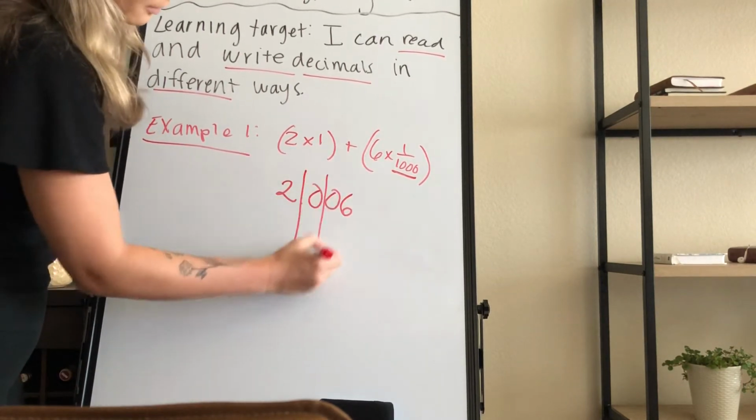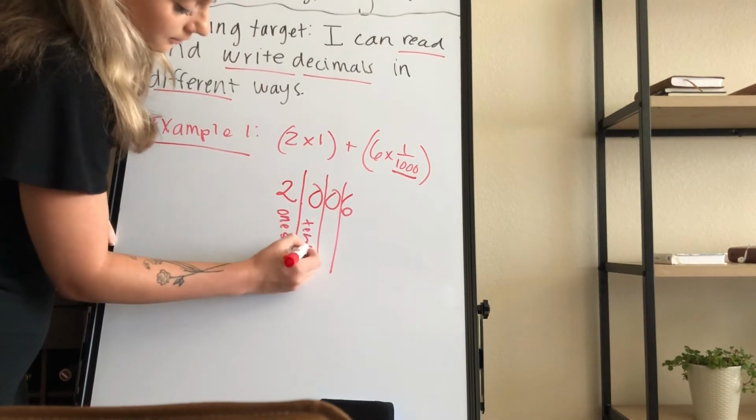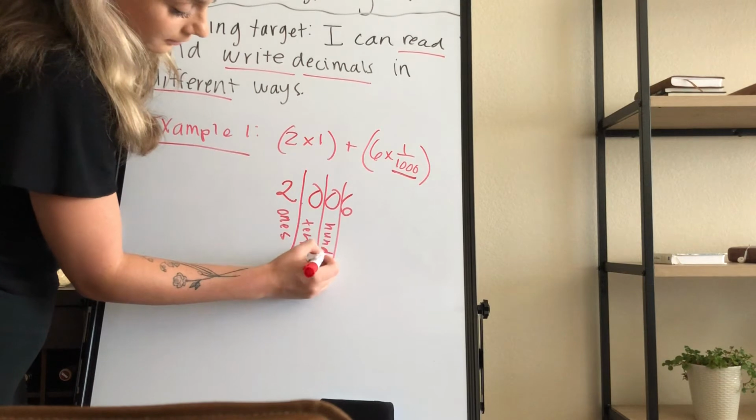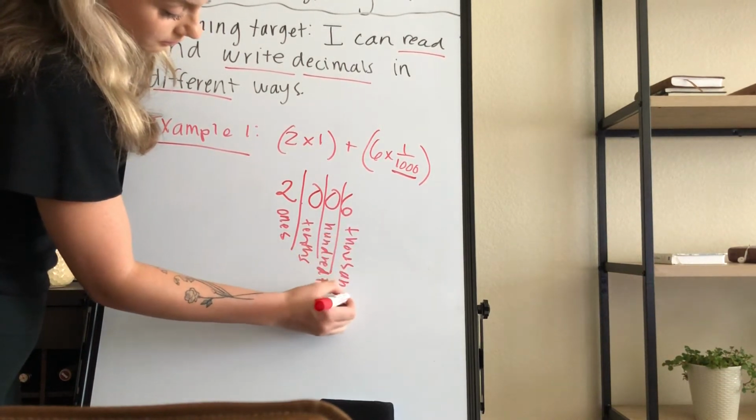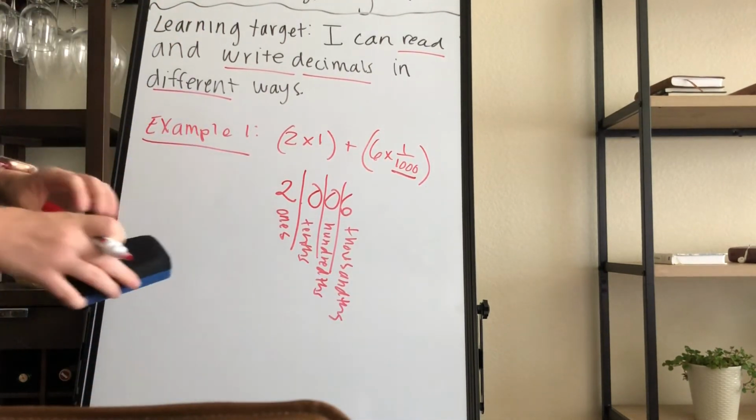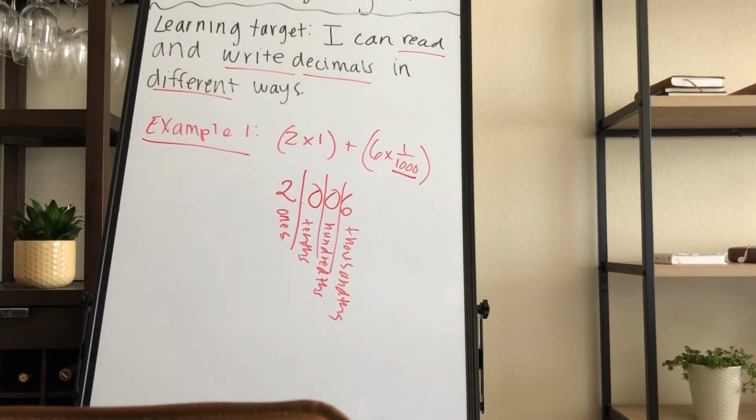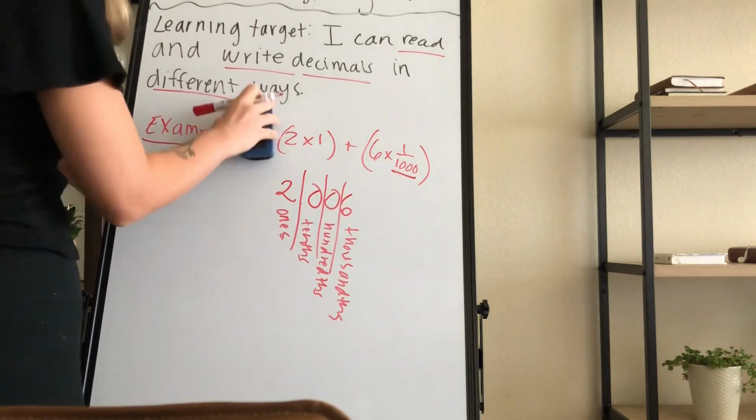I'll show you again, place value: ones, tenths, hundredths, and thousandths. All right, let's try another one. You guys make sure you have that copied down. Okay, if you need more time to copy it, pause the video. I'm moving on. Oops, wrong side.